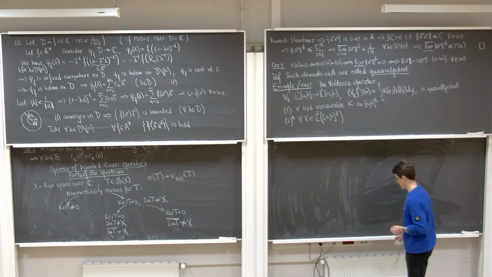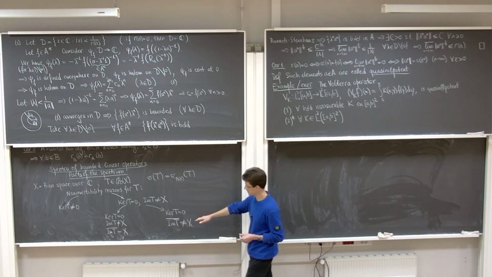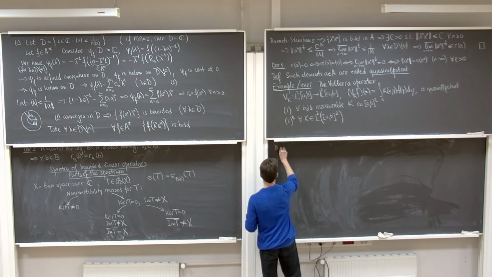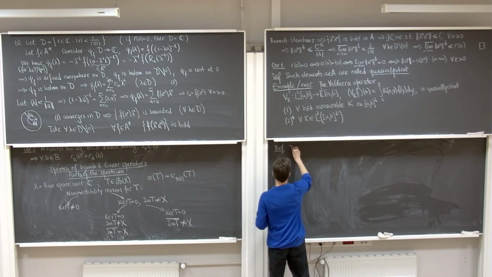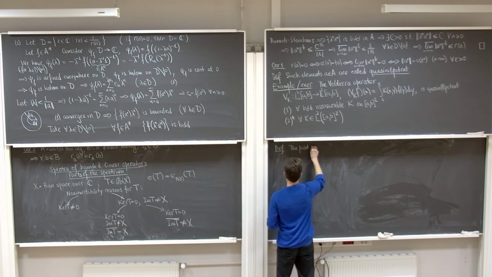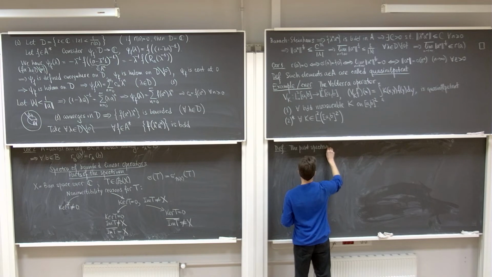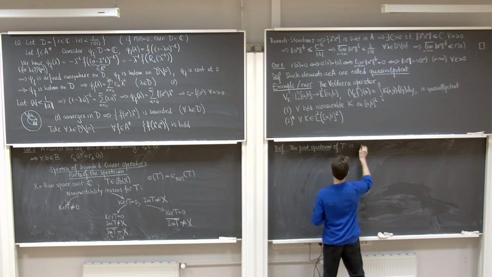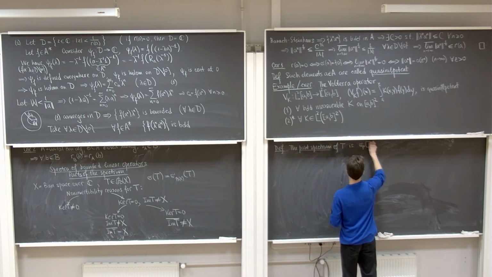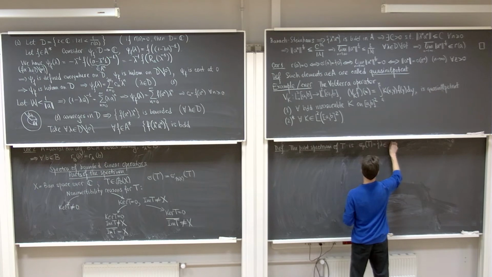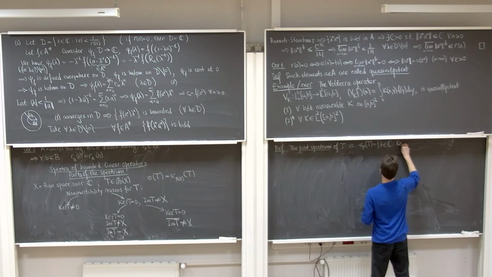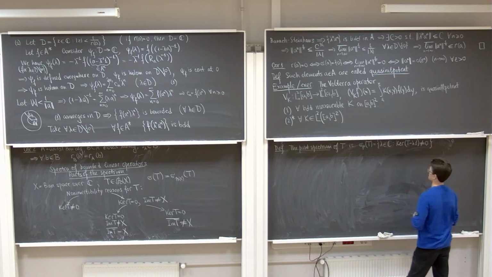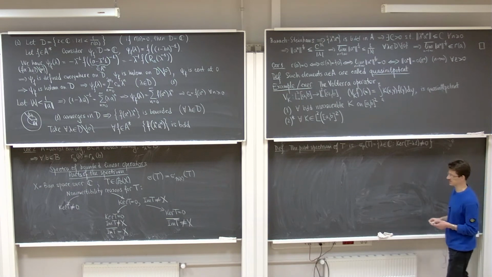Now, by looking at this picture, we can introduce the following parts of the spectrum of our operator. So we give the following definition. We define the point spectrum of T to be the set denoted by sigma p of T, which consists of those complex numbers lambda for which the kernel of T minus lambda is non-zero. In other words, the point spectrum is just the set of all eigenvalues of T.